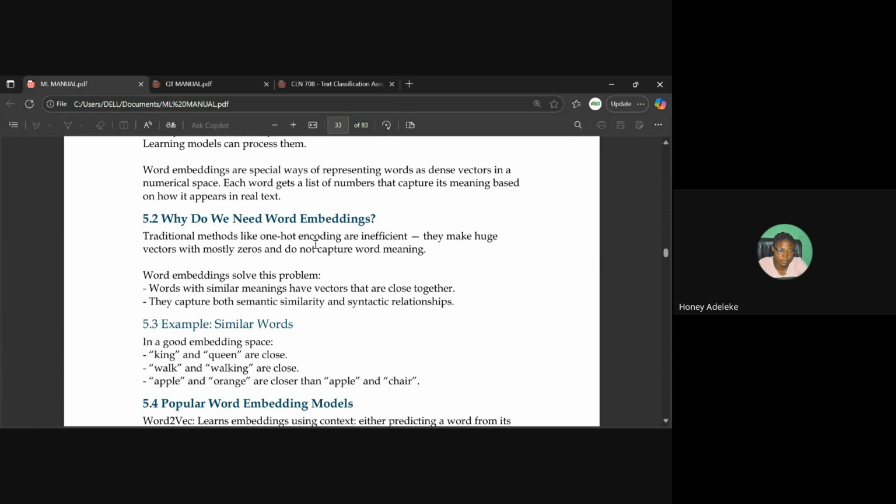That's the reason why we have to go further to know word embeddings, how they come into place, and how they can help us solve the interpretation of words out of their context. So please, when you are asked why word embedding is very important, understand that there are so many models and methods that do not interpret words in their context. So we have here that words with similar meanings have vectors that are close together.